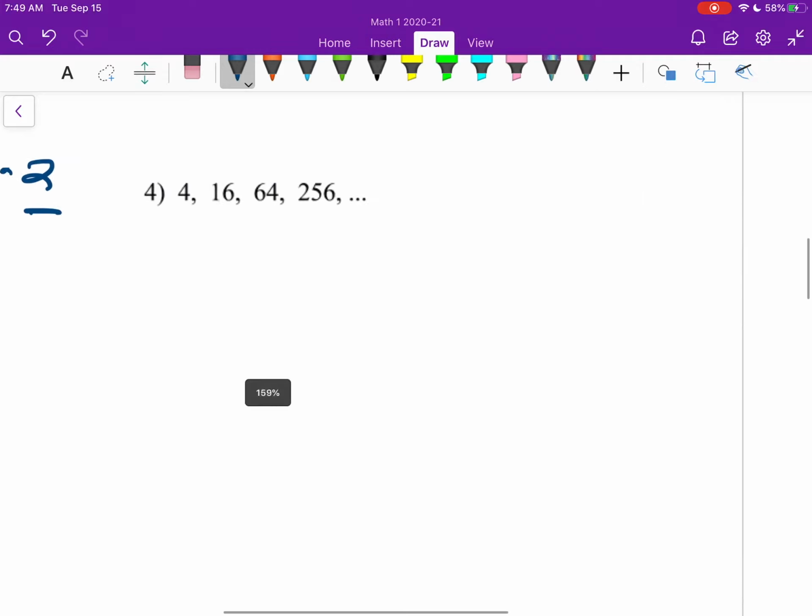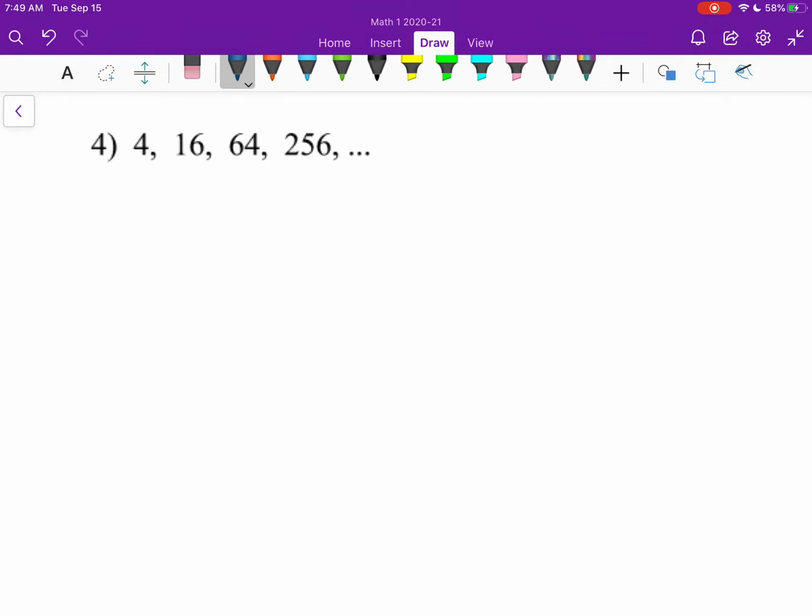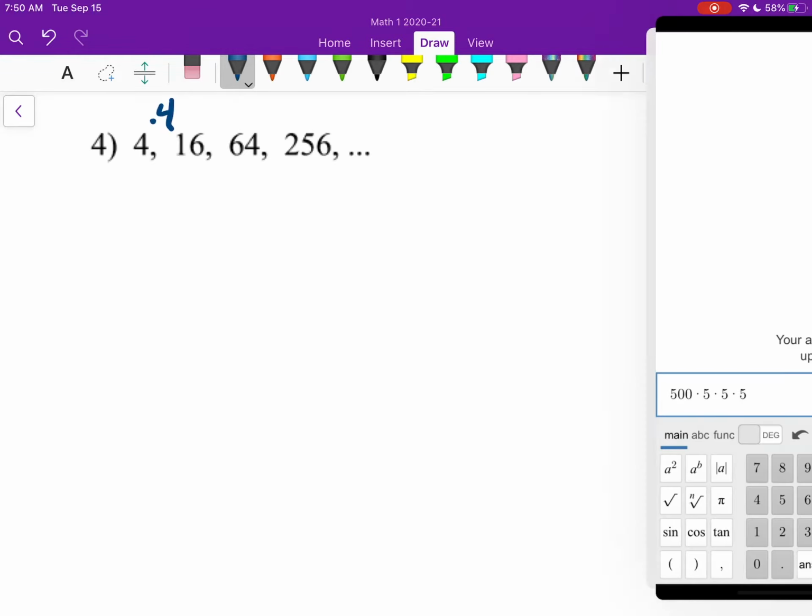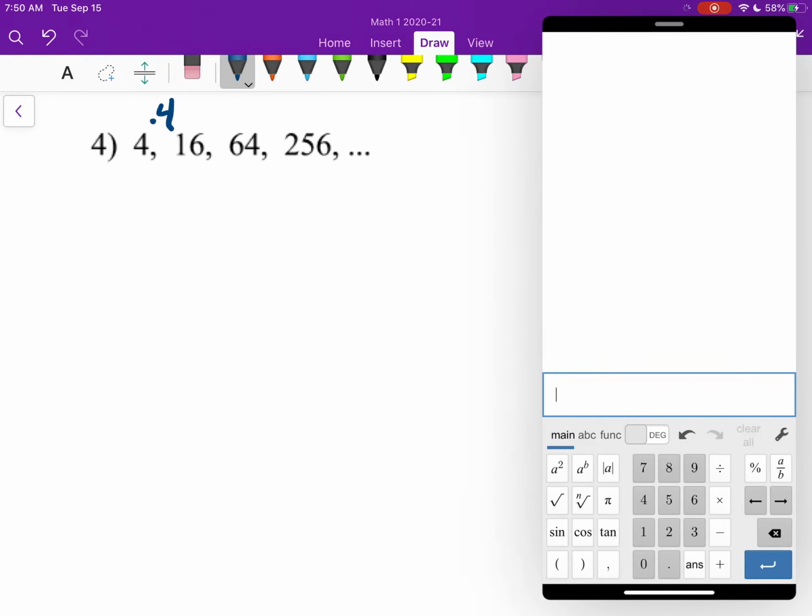All right, number 4. From 4 to 16, we could multiply by 4. From 16 to 64, I think that's multiplying by 4. Let's check. 16 times 4. Yep. So it looks like our ratio is going to be 4.